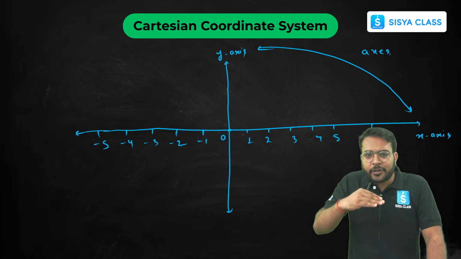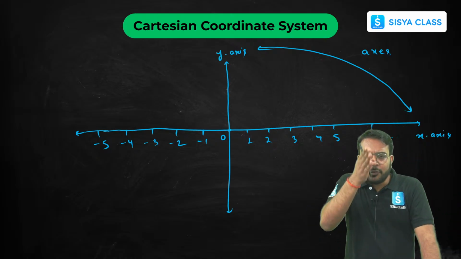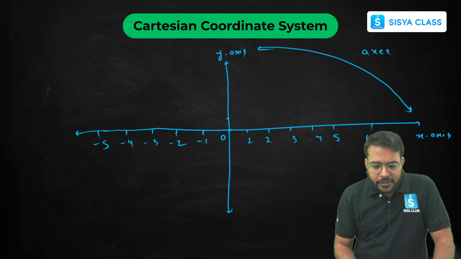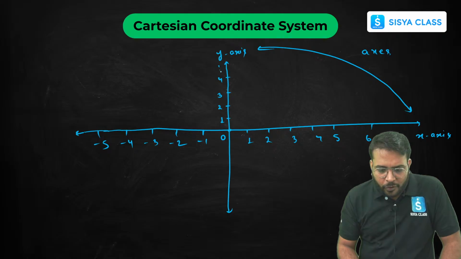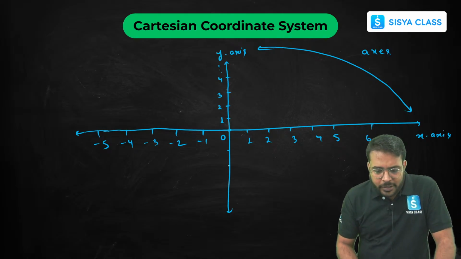Now look here, -1, -2, -3, -4 and -5. And with respect to the origin, on the y-axis in the upward direction we have positive points. So this is going to be my 1 2 3 4 and so on. And in the downward direction we have negative, -1 -2 -3 -4.